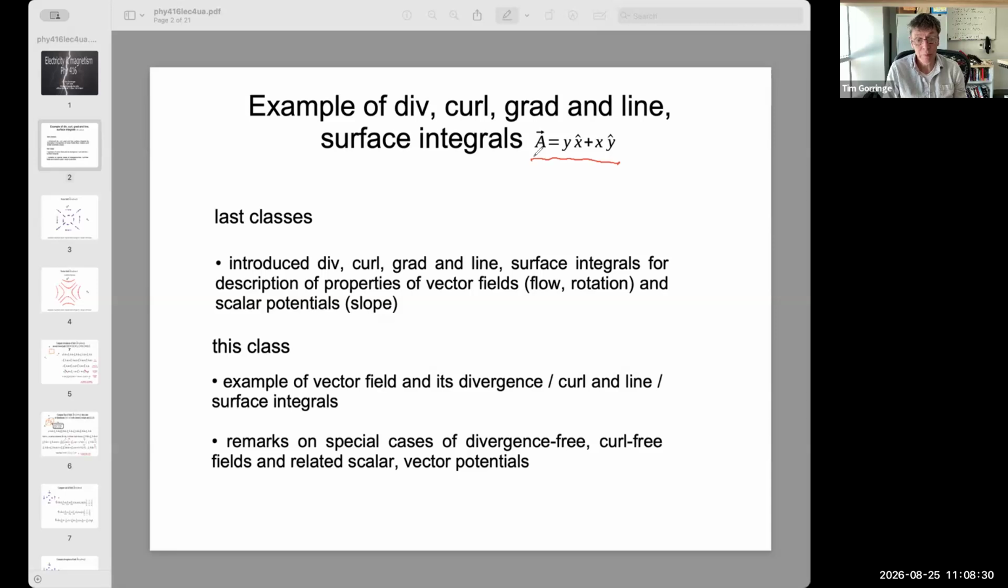We're going to work through this field. We're going to work out things like the divergence and the curl of the field. We're going to work out line integrals and surface integrals over closed lines and closed surfaces for the field. And I'm going to remark on some interesting properties of this field. This is a field that we'll discover is actually divergence free. Its divergence is zero everywhere. It's also curl free. Its curl is zero everywhere. And so we're going to discover those properties of the field.